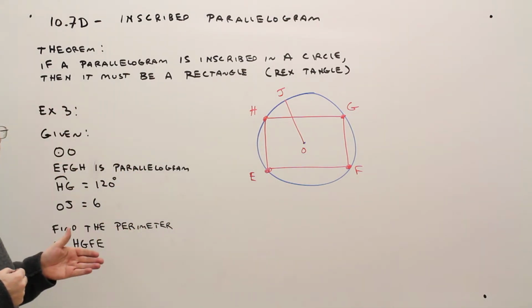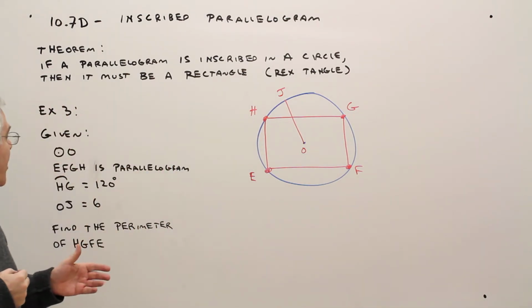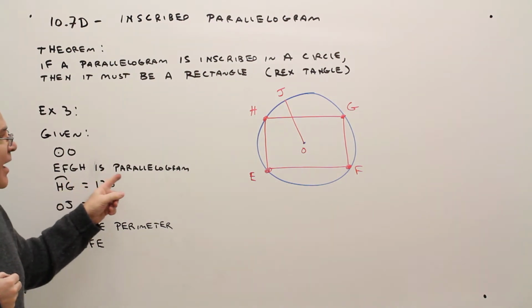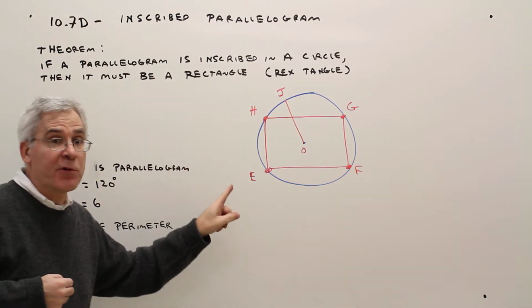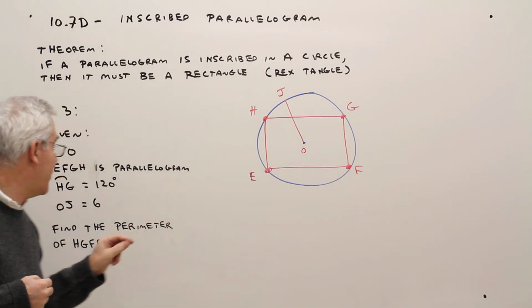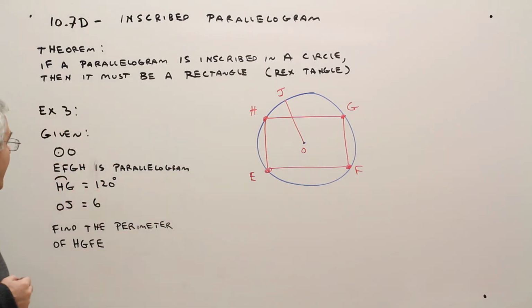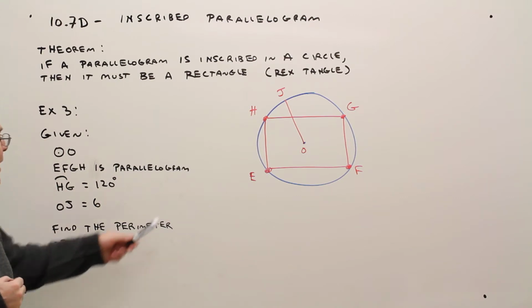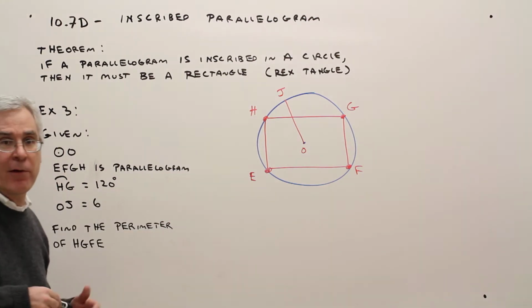Okay, so here's example 3. Given circle O, EFGH is a parallelogram. It's inscribed in the circle, so it must be a rectangle. HG is 120 degrees, OJ is 6. Find the perimeter of the parallelogram.